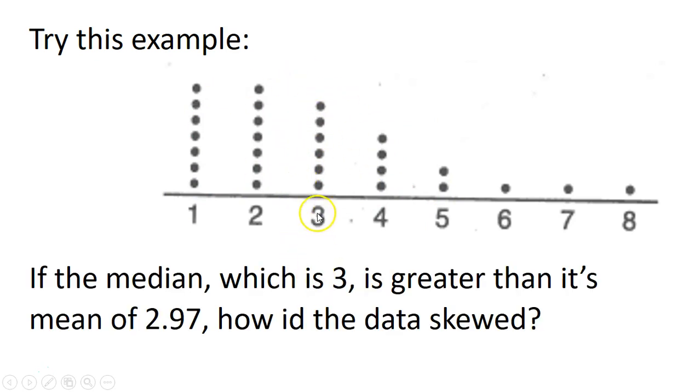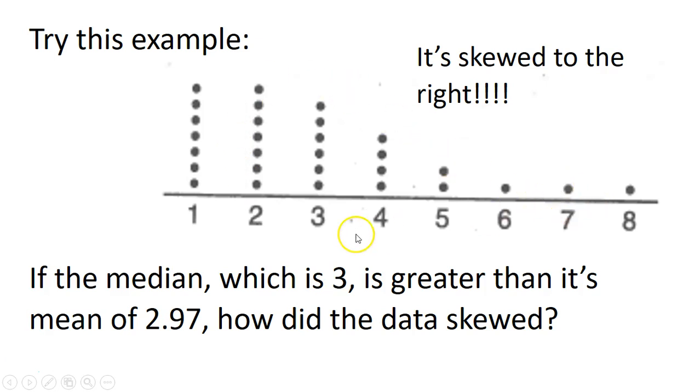The median, which is 3, is greater than its mean, which is 2.97. How did the data skew? All right, so taking a look there, it looks skewed to the right. I can just look at it from that standpoint and see. But even here, the median is 3, but the mean is 2.97, which means it's kind of like right over here. So this is just an example showing you that I can't always just assume that by looking at it. But technically, I don't have too many outliers here either. It isn't like I have a 10 or a 12 or a 15 way out here, right?